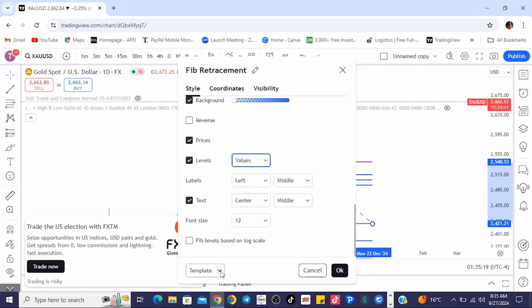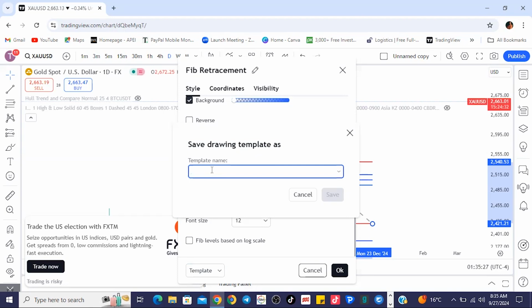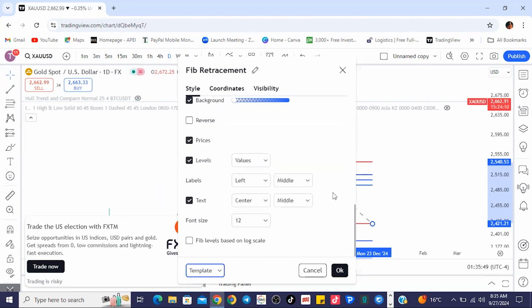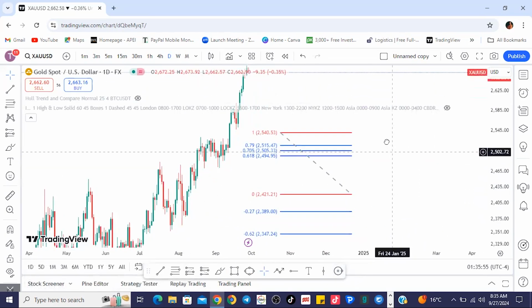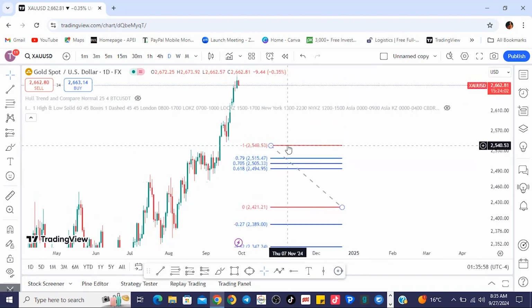So now what you need to do is come here and save this template, all right? We have the template option. You click it and save it. I will call it Classic ICT Fibs. You can save it in whichever way you want. Once you write it there, you save, and then you click OK, right? So now this is the ICT Fibonacci.